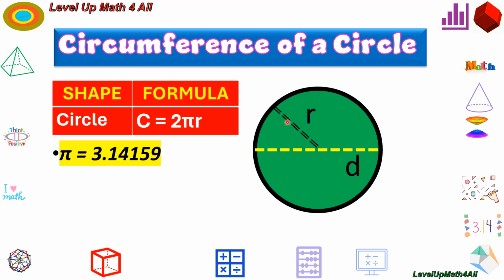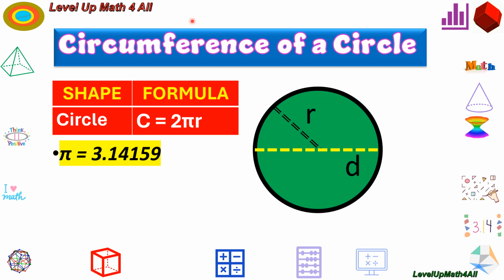So always remember, the radius is from the center point to any point on the circle, and the diameter goes from any point to another, touching both sides of the circle and passing through the midpoint. So here we have pi. We all know pi. Pi is a mathematical constant, and the value is 3.14159. Please remember this value. If you can remember 3.14, that's really good. But if you remember 3.14159, that is going to be excellent.